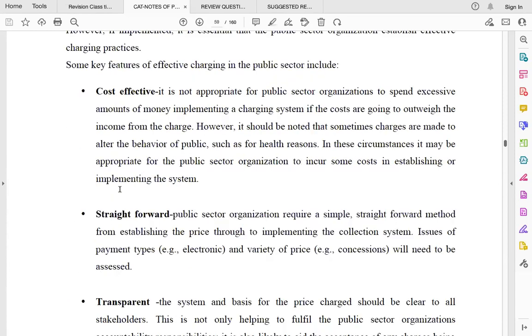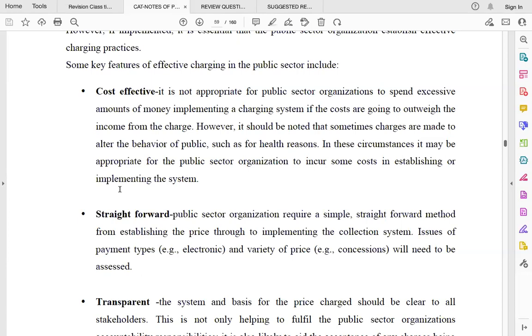Again, the same thing as the suitability of tax, the system of collecting service charges should be effective. Effective charging in the public sector would help the government to collect money in the service charges. Otherwise, if the citizens or the general population perceive that the service charge system is expensive, they will find some shortcuts. It should be cost effective.